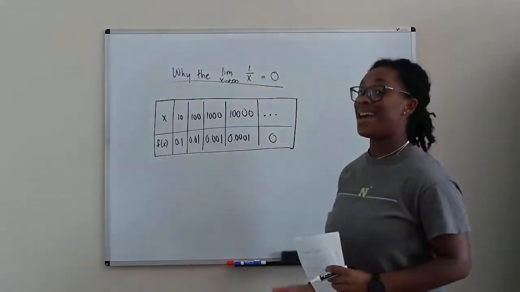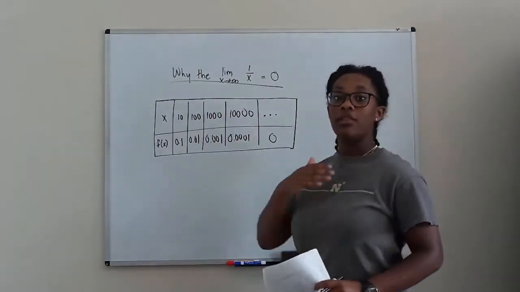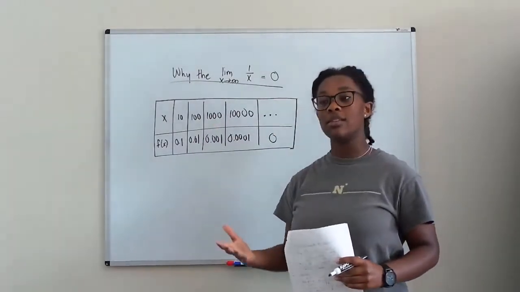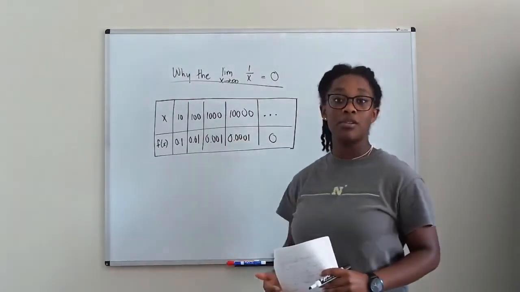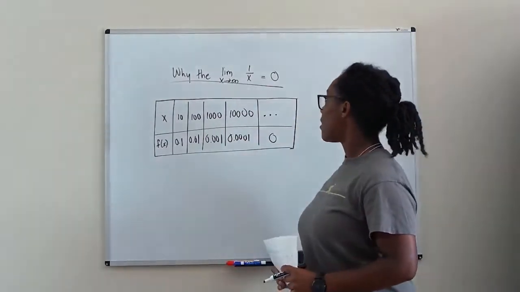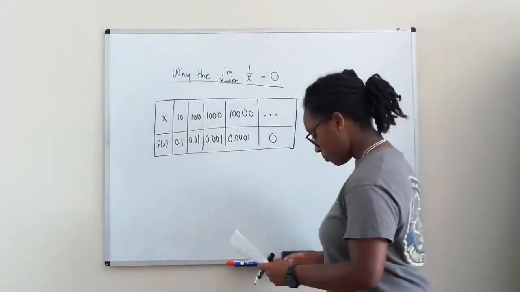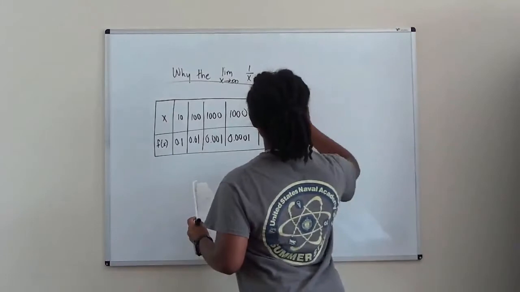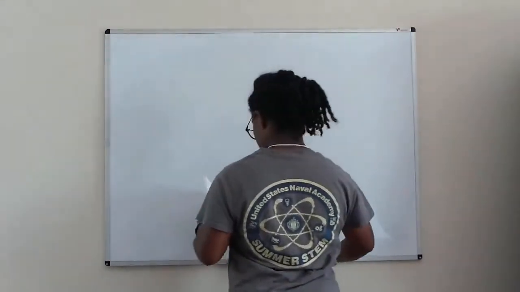And is it really exactly 0? No. But as you get really far out, these really huge numbers, it looks like 0. And so mathematicians have just said, okay, it's close enough to 0, it's 0. And so that's why the limit as x approaches infinity of 1 over x is 0. So I hope that gave you a little bit more clarity as to why that's the case.